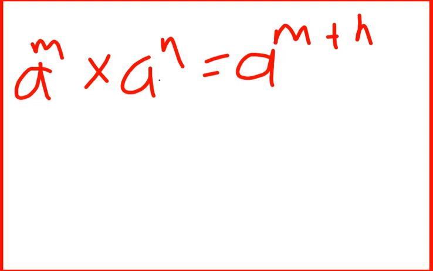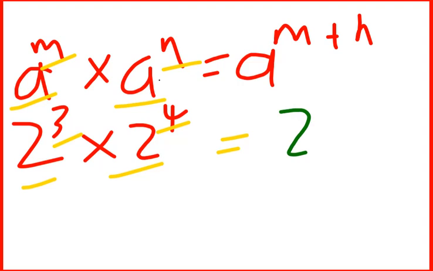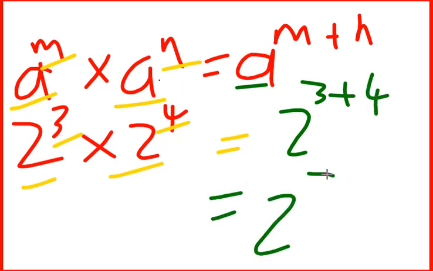For example, let's take 2 to the power of 3 times 2 to the power of 4. It's the same base, which is 2 and 2, so in this case a and a, but our m and n are different: 3 and 4. So our answer is going to be 2, which is the a, to the power of m, which is 3, plus n, which is 4, and that's equal to 2 to the power of 7.